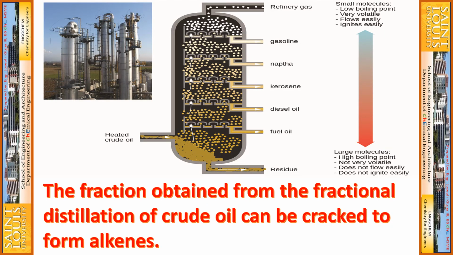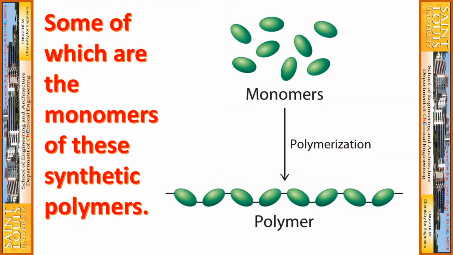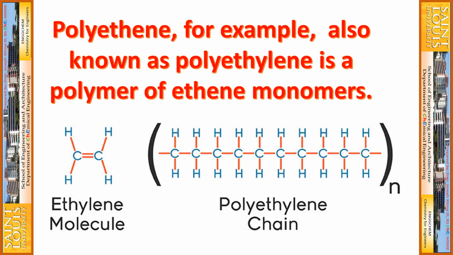The fractions obtained from the fractional distillation of crude oil can be cracked to form alkenes, some of which are the monomers of these synthetic polymers. Polyethylene, for example, also known as polythene, is a polymer of ethene monomers.